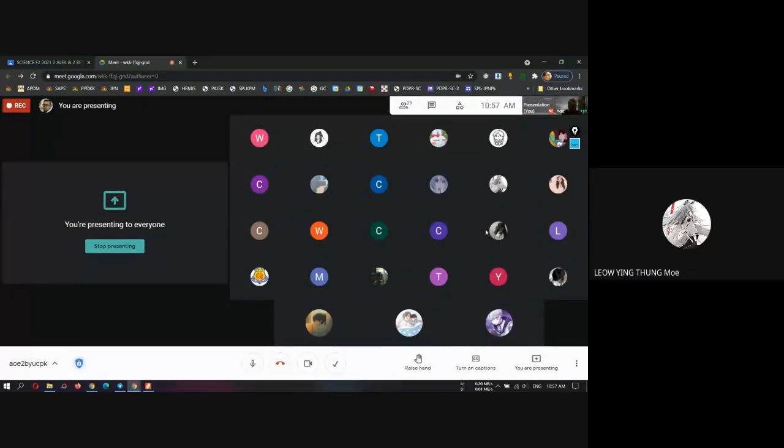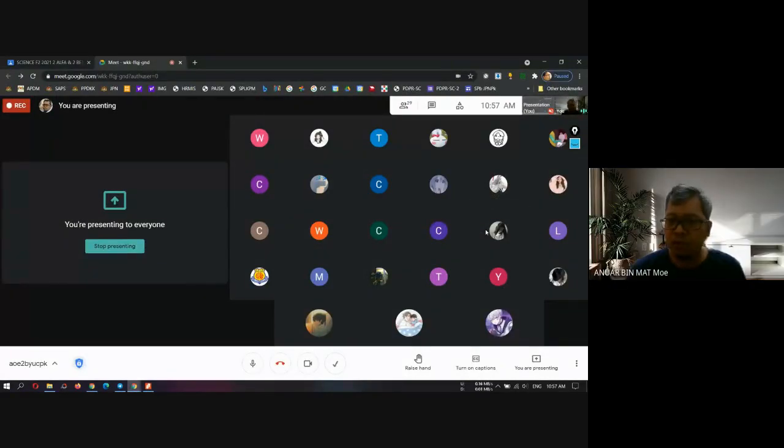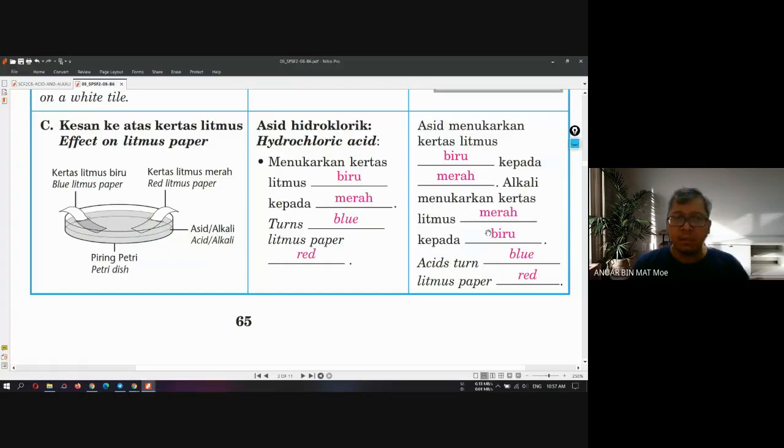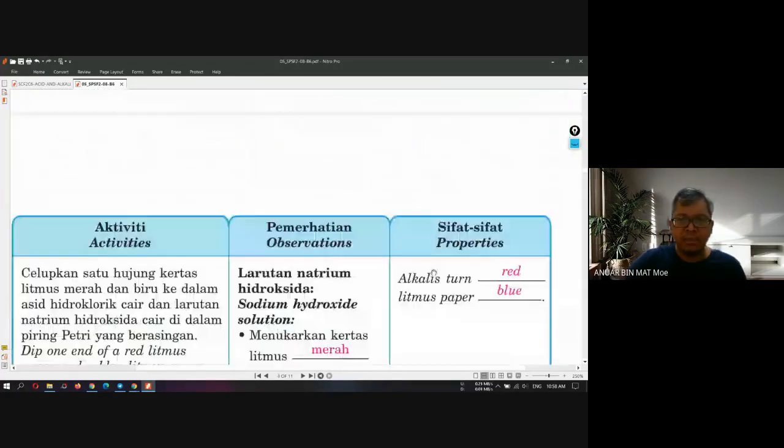Are you with me? Yes. Okay, make sure you are following me, and I hope the others are also good. Characteristic C, no problem. You just remember when it is acidic, the litmus paper will turn red, and when it is alkali, it will turn blue. That's all.